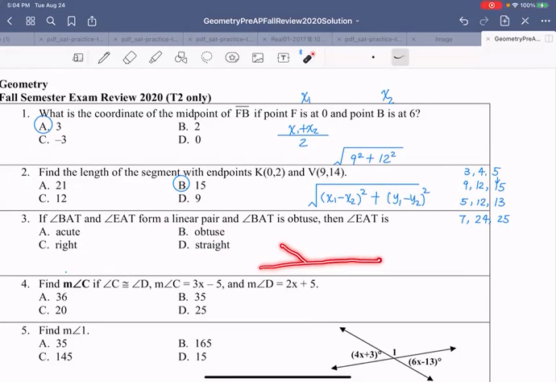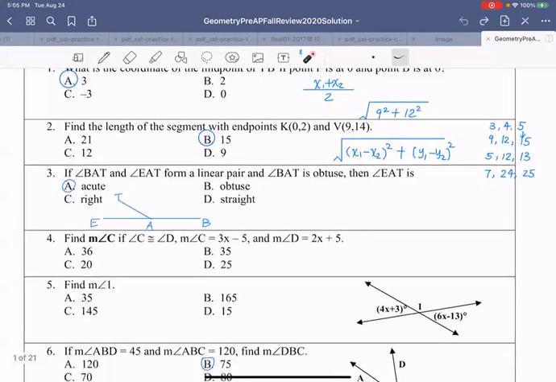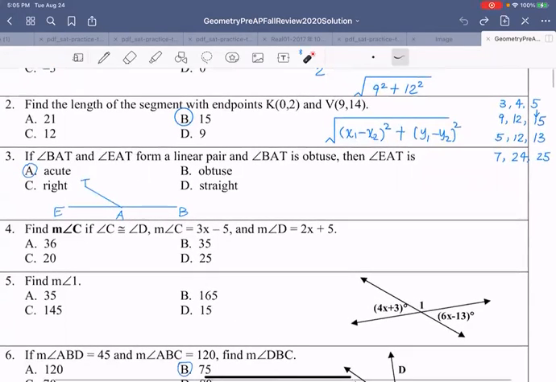So this is B, this is A, this is T, and this is E, okay? I draw the opposite direction. So this is BAT as obtuse. Then EAT will be? Acute angle. That's right, okay, makes sense. Now, Valeria, let's do number 5.